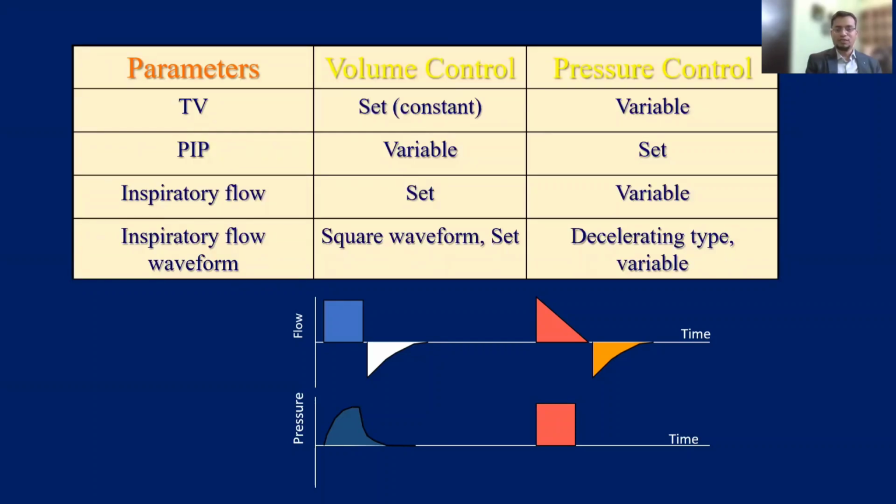As I said, tidal volume and inspiratory flow are fixed or constant in volume control mode, and PIP and Pplat change according to the lung characteristics, that is, the compliance. For example, in a stiff lung, for the same tidal volume, peak inspiratory pressure and Pplat will be higher compared to the normal lung. In pressure control mode, PIP is fixed or set, and tidal volume and flow both will be variable and will depend upon the lung characteristics.